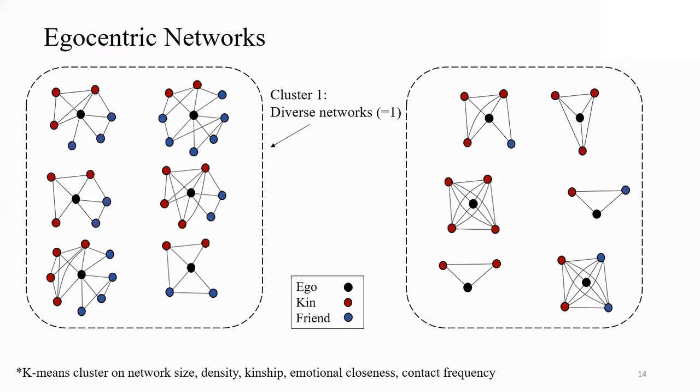This leaves us with 2 demarcated clusters, the first of which we're calling the diverse network typology. These networks are on average characterized by their lower density values, more ties to kin, and less emotional closeness and frequency of contact. The second cluster, shown on the right, we are calling the restricted network typology. These networks are characterized conversely by fewer alters, higher values of density, more kin, more emotional closeness, and more frequent contact on average.